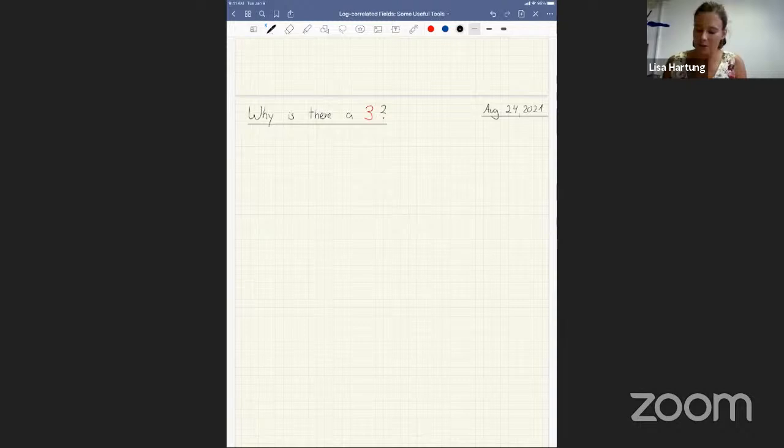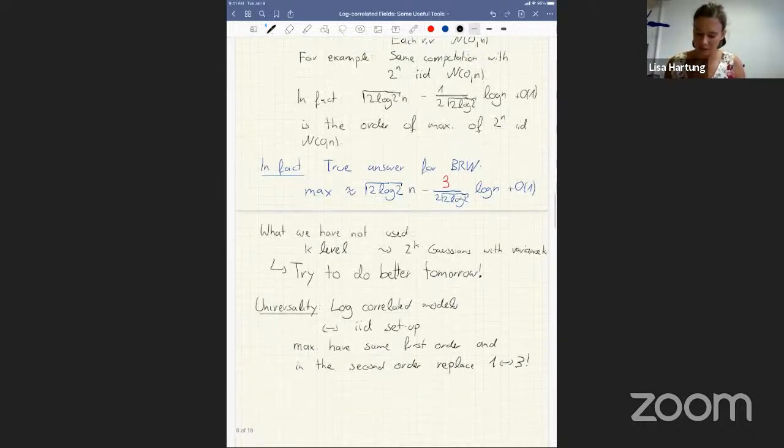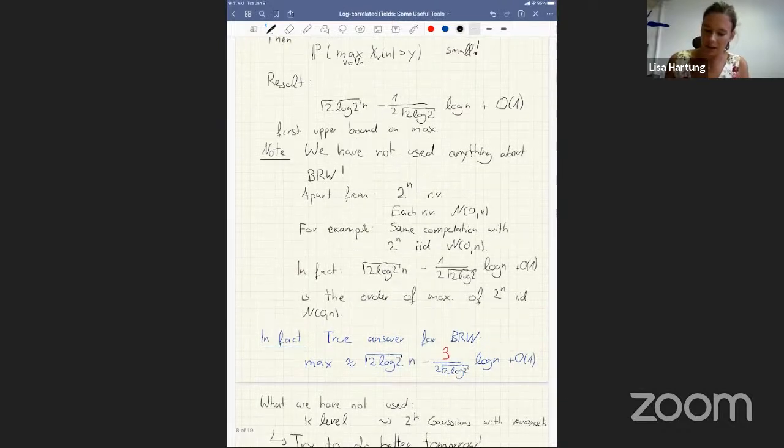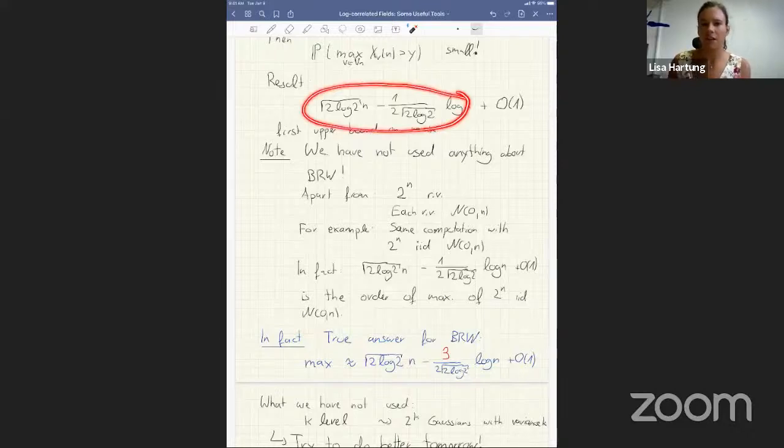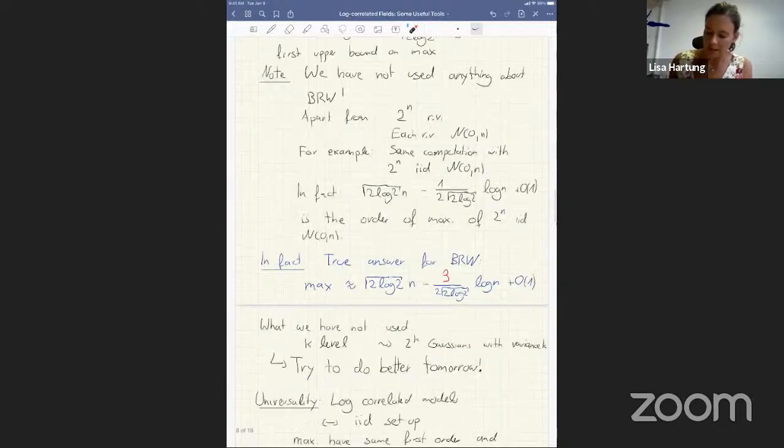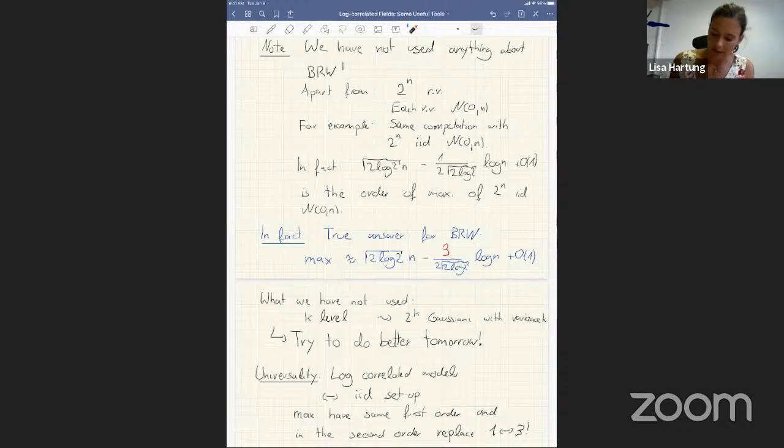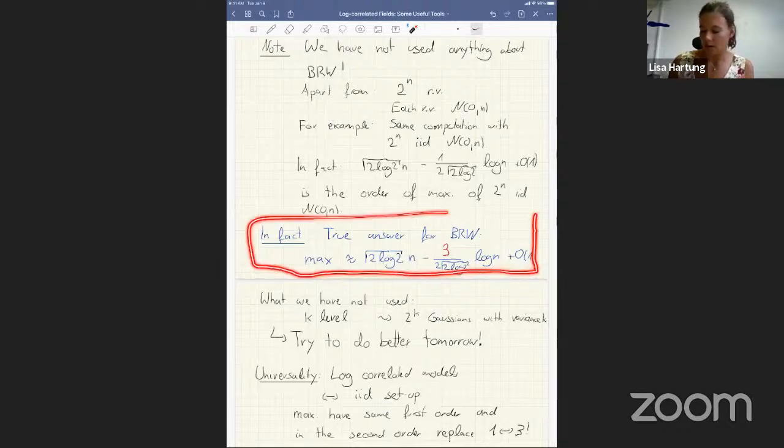Okay, so yesterday we saw, let me just quickly go back to the notes from yesterday. Yesterday, we convinced ourselves that if we look at the binary branching random walk with Gaussian increments, the maximum should not be larger than this. In fact, I hinted at the end that this is not the correct answer. Namely, that the correct answer should be this one.